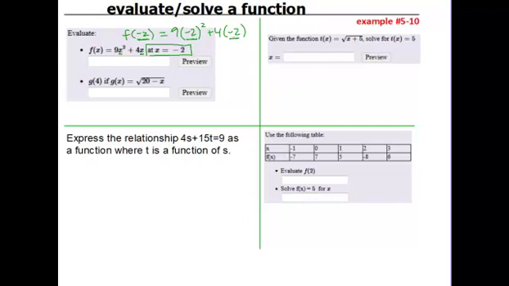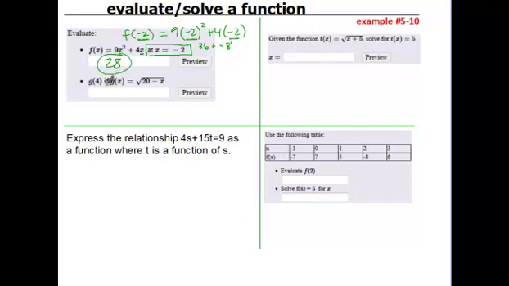and then you're going to evaluate the result. So -2 squared is what? 4 times 9 is 36, plus 4 times the -2 is -8. 36 minus 8 gives you your answer, 28.